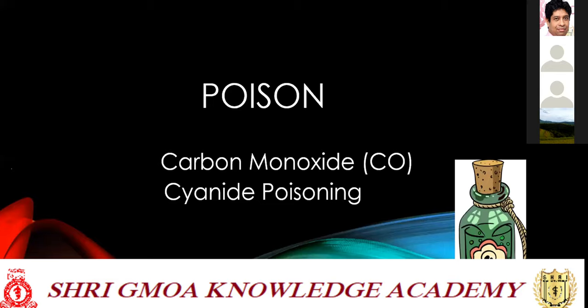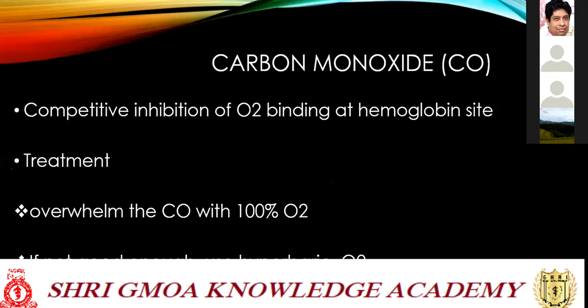Right, next topic is poisoning. There are two poisonings where you can get dyspnea: carbon monoxide poisoning and cyanide poisoning. Carbon monoxide poisoning causes hypoxia. It's a competitive inhibitor of oxygen binding at the hemoglobin site. You know that it basically binds irreversibly to the hemoglobin site. So as a result of that, there is hypoxia.